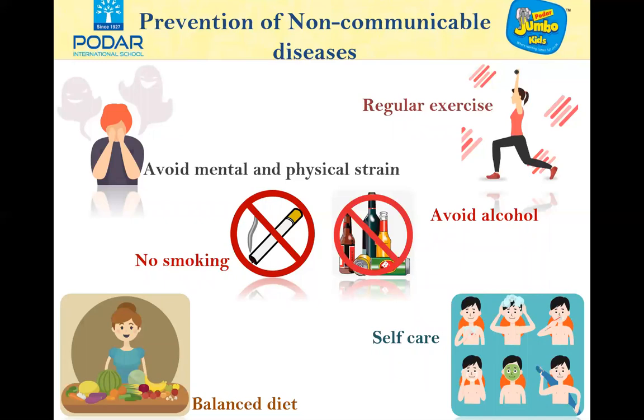And self-care. Self-care is very much necessary for being healthy and preventing various diseases. The last one is a balanced diet. As we discussed before, our diet should be balanced with all the essential nutrients, carbohydrates, proteins, fats, vitamins, minerals, and water in adequate and proper proportions. Hence, all these measures can prevent us from getting various non-communicable diseases.